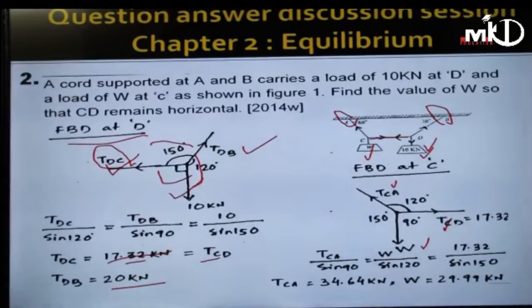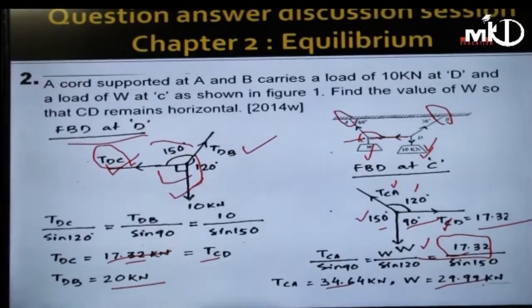And the angles are already here. It is 60 degrees, so this total will be 120 degrees. And this is 150, because this is also 60 degrees, so the total 90 plus 60 becomes 150. Again apply Lami's theorem. So TCA by the opposite angle 90, TCA by sin 90 equal to W by the opposite angle 120. So W by sin 120 equal to TCD, which is 17.32, divided by the opposite angle 150, so sin 150. By solving we can find TCA is 34.64 and W is 29.99 kilonewton.